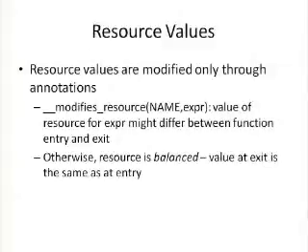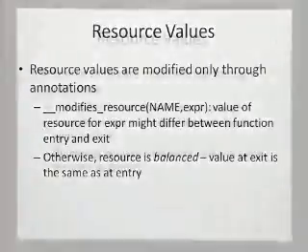But since we're using this to model the ref count, it will change as the program executes. So we need a way of modifying the value of a resource. We'll have another annotation for that, called modifies resource. It just says that the value of this resource might be different at function exit than it was at function entry. And the dual is that if you don't have this annotation for a particular resource, that resource must be balanced. It must be the same at exit as it was at entry.